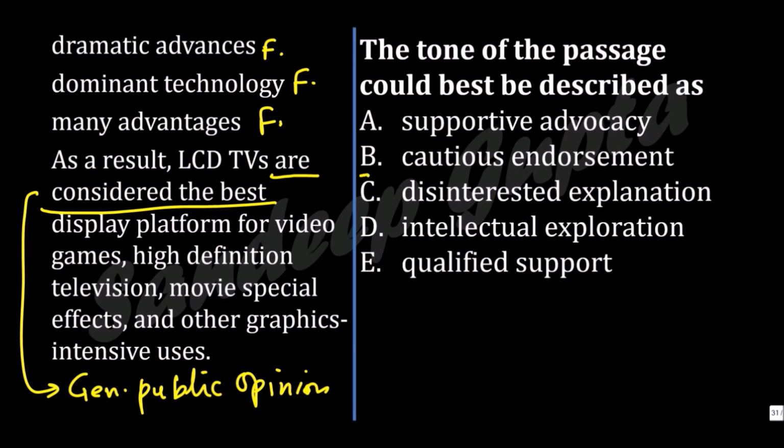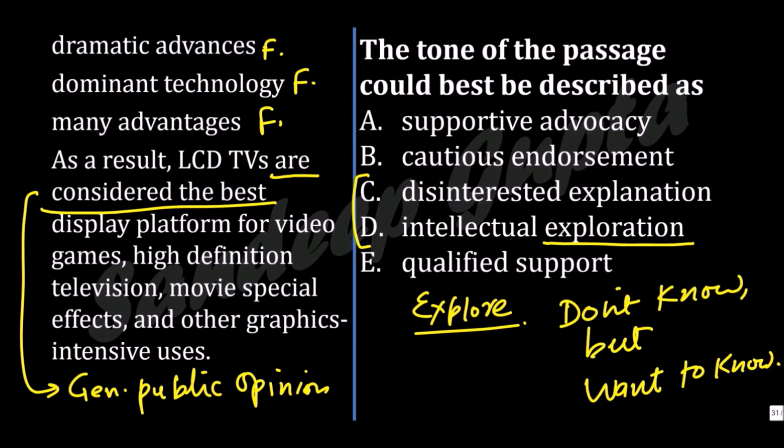Now let's see between C and D what we should choose. So there are two answers. One is intellectual exploration. Let's read this word exploration and let's understand when do we explore something. Explore is when we don't know but we want to know. If I say I want to explore different countries, I want to explore different cuisines, I want to explore this gadget, it simply means I do not know, but I want to know about them. Now, here in this passage, the author is not an explorer. The author is not saying I don't know about LCD TVs, but I want to know. That would be exploration. So by elimination, option C looks to be the correct answer.